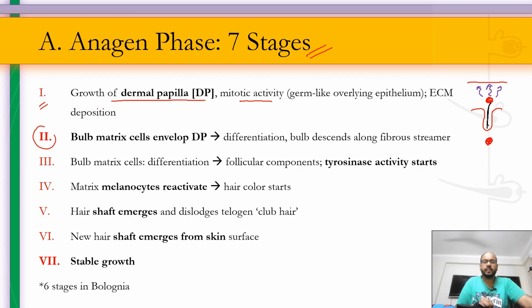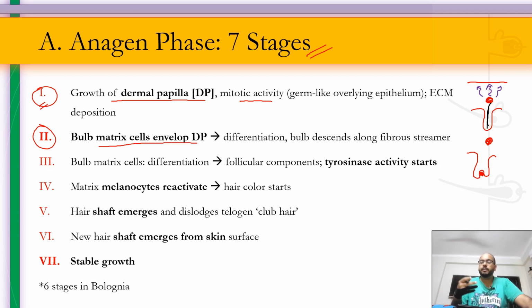Now, in the second stage of the cycle, the bulb matrix cells envelop the dermal papilla. Remember, when the hair has shed off, only a part of the bulb remains, not the entire bulb. Only a little part of the bulb remains, and this bulb will come down here. It will come down and engulf the dermal papilla. After this engulfing, the differentiation starts.